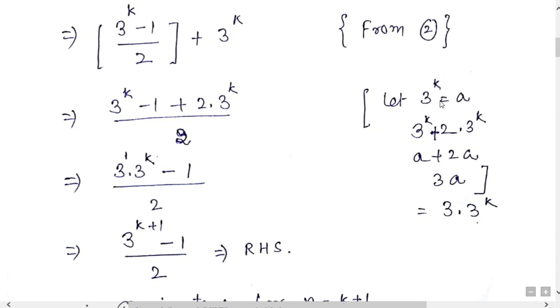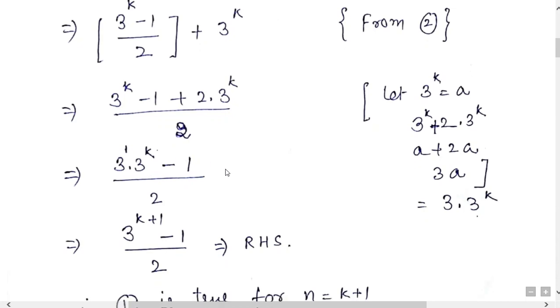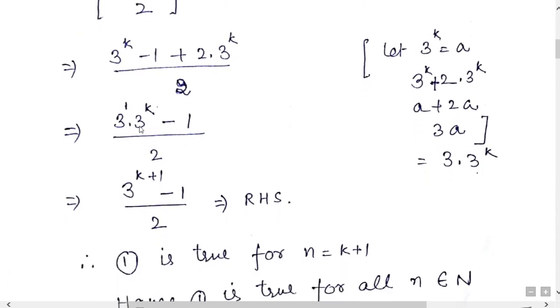Suppose some confusion is there in student. Let 3 raised to power k is equal to a. Then you can write a plus 2a. It's 3a. Again insert 3 raised to power k in place of a. You will get 3 into 3 raised to power k. If the base is same, you can add the powers. It means it's 3 raised to power k plus 1 minus 1 divided by 2. It's nothing but the right hand side.